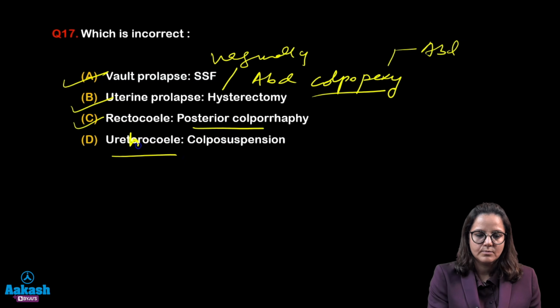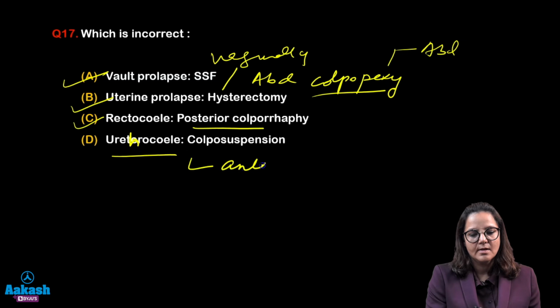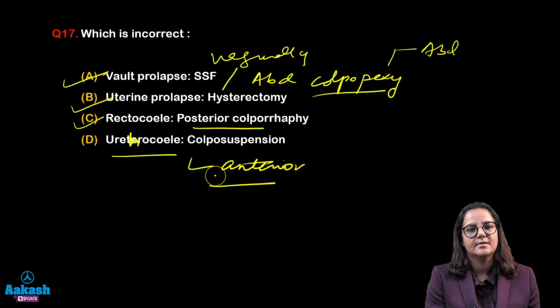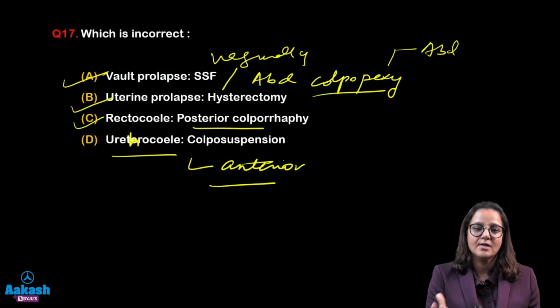This is urethrocoele. For urethrocoele, there will be anterior colporrhaphy. Okay, it is very easy. Rectocele is lying at the back, so posterior colporrhaphy. Urethrocoele is lying in the front, so there is anterior colporrhaphy.